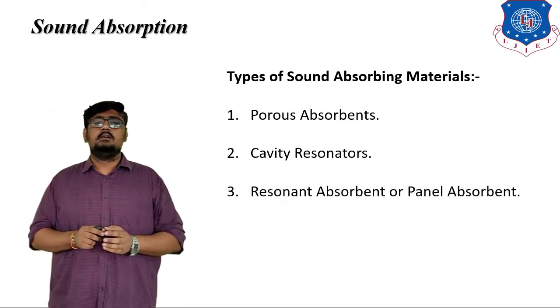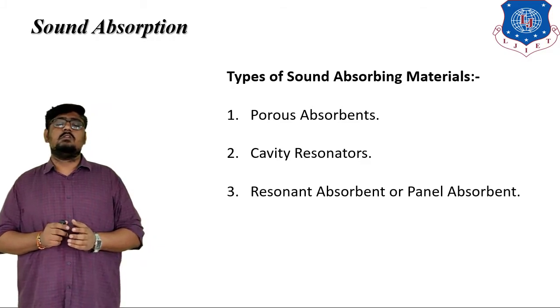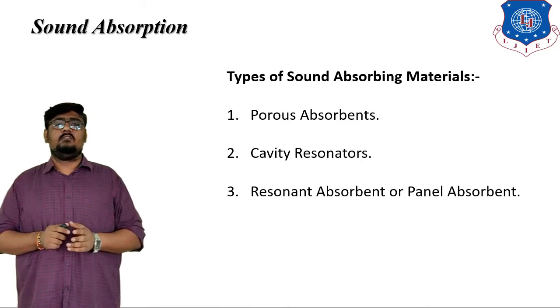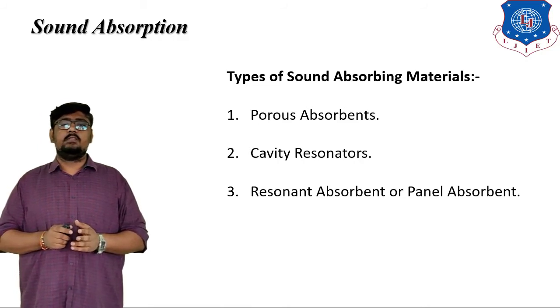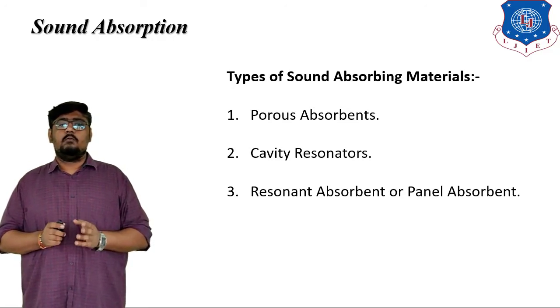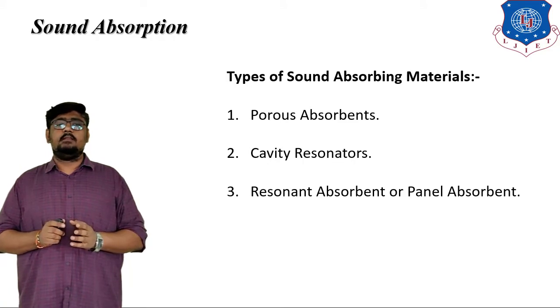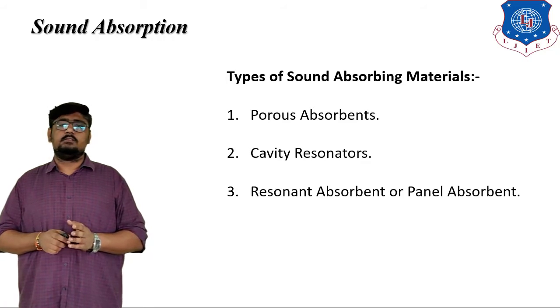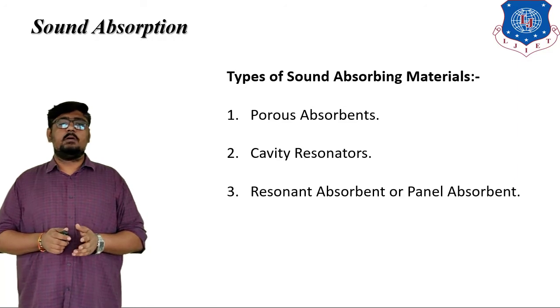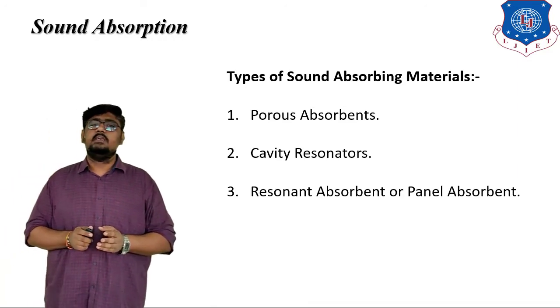The third one is the resonant members or the panel absorbent. The absorbent material is fixed on a framing with an air space between the framing and the wall. When sound waves strike the panel, due to the flexural vibration of the panel, a certain amount of sound energy is absorbed by the panel, which is converted into heat energy. Wood doors and gypsum boards are some examples of this.